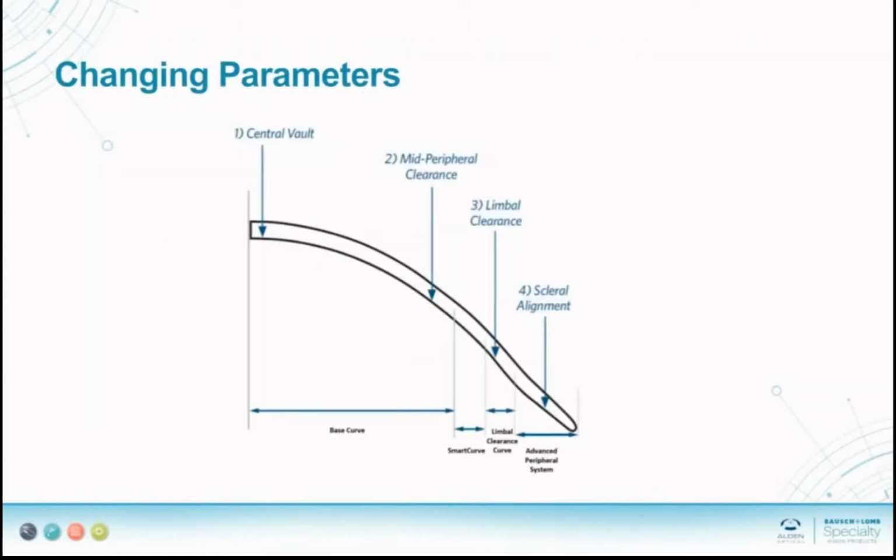Not only can the sag height or central clearance, limbal clearance, and scleral alignment be modified independently, but the clearance over the mid-peripheral cornea can be modified by simply changing the base curve. The central sagittal height will be held constant, and mid-peripheral clearance can be increased by flattening the base curve and decreased by steepening the base curve. The consultation team can aid you with these modifications and let you know exactly how many microns each base curve change creates.